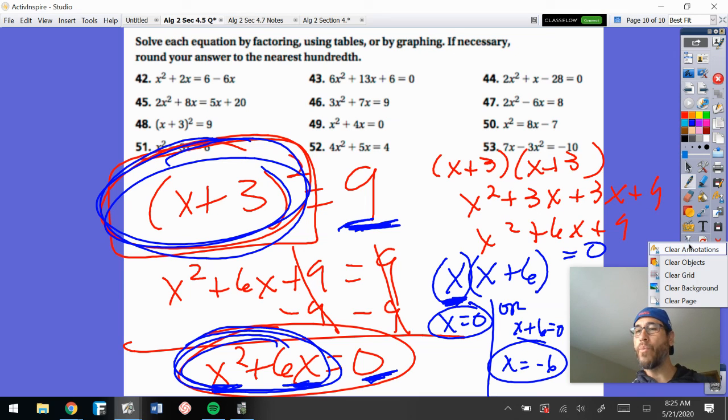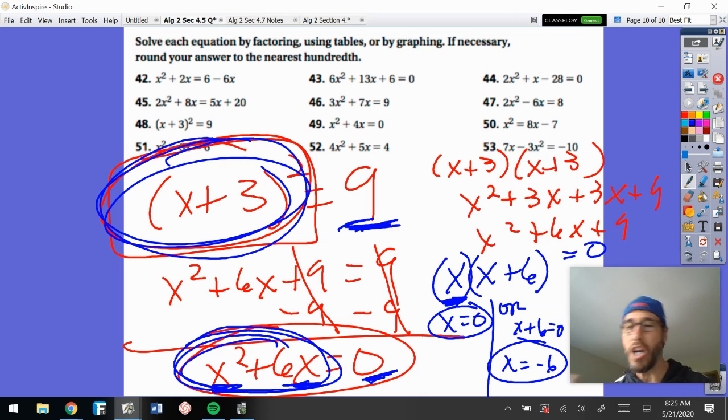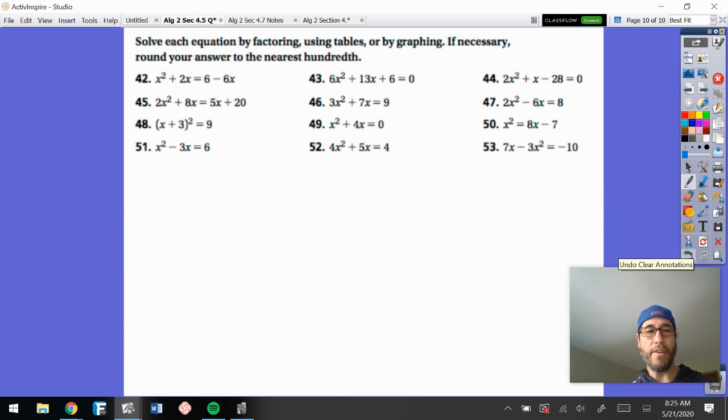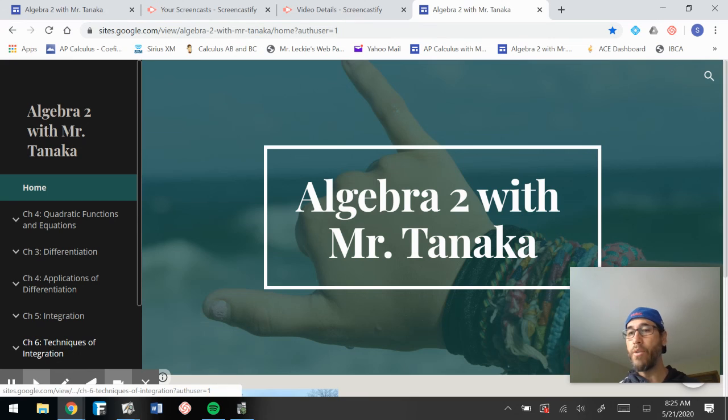So we want to be very efficient at not only being able to do these by hand, but also being able to use our calculators. Make sure you guys come in for help if you need it. Hopefully that was good to go.